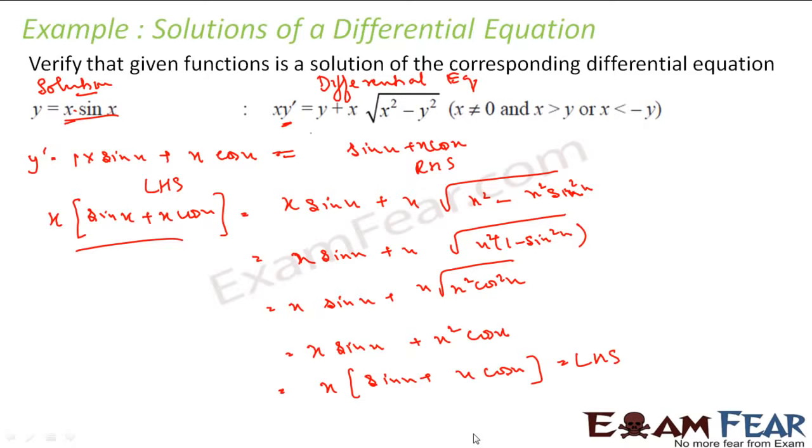So these kinds of questions are not that difficult. You have the solution given, you have the equation given. You just have to put that solution in this equation. So I did that. I put y is equal to x sin x and y dash I had to find. So I found y dash from this equation only. I got y dash equal to sin x plus x cos x, right? And I've checked whether LHS and RHS were equal.